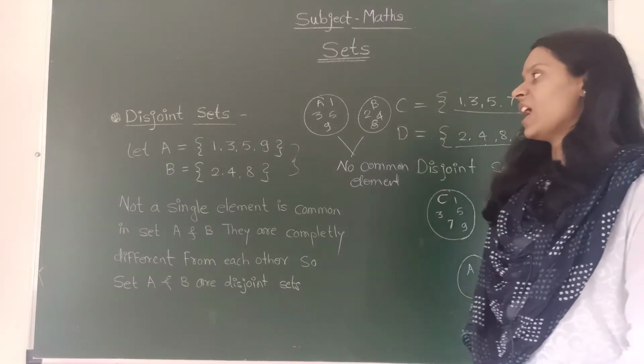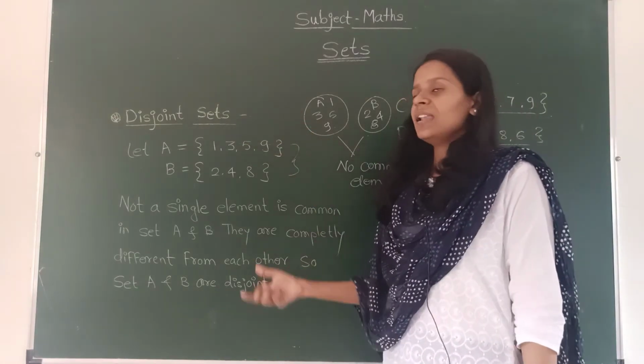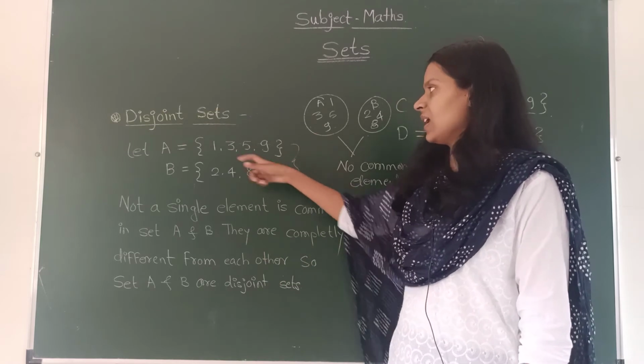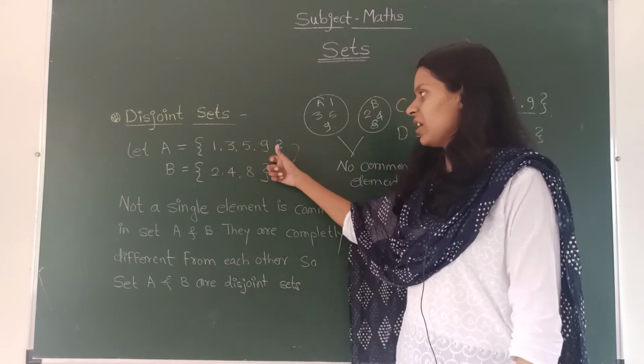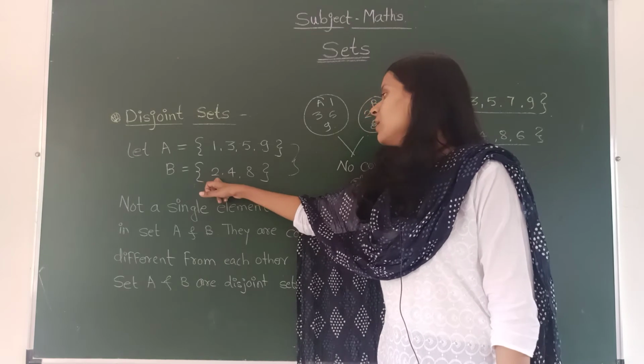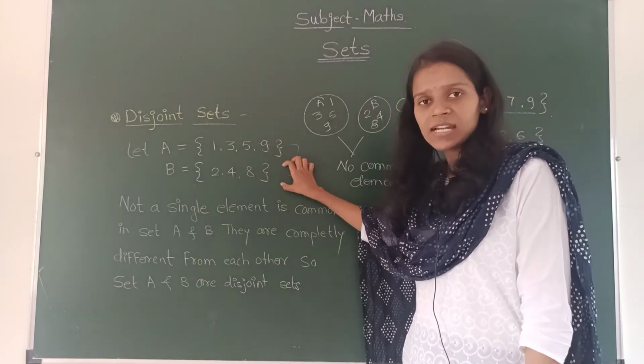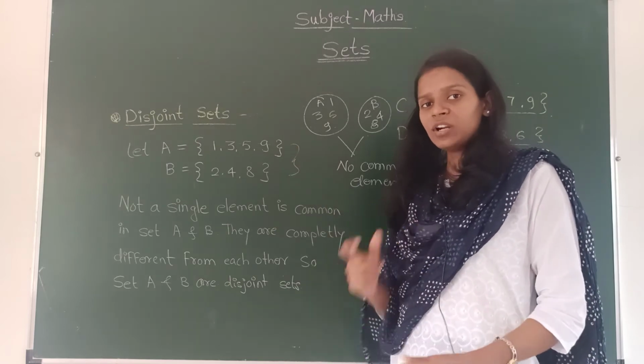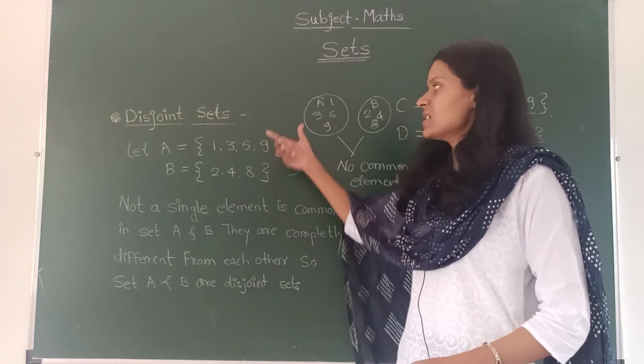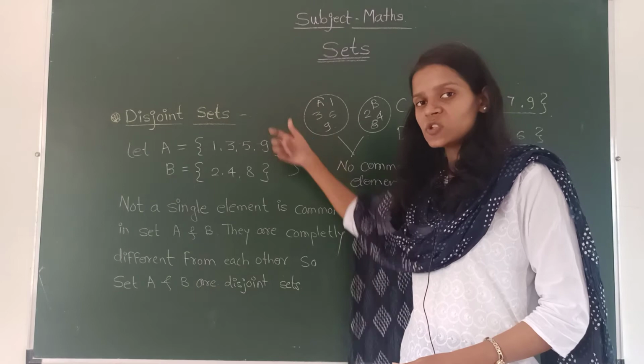Next we have learned disjoint sets. Let set A consist of elements 1, 3, 5, 9 and set B consist of elements 2, 4, 8. Not a single element is common between these two sets. The two sets are totally different from each other. Therefore, such sets are called disjoint sets.